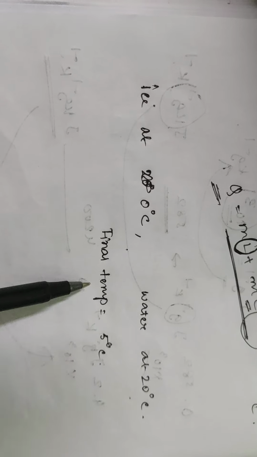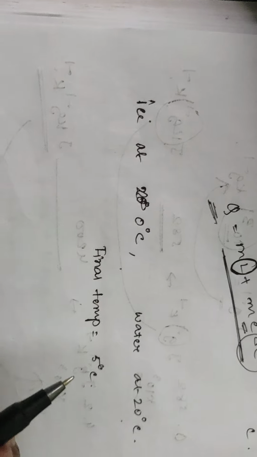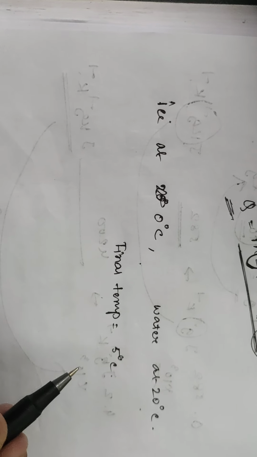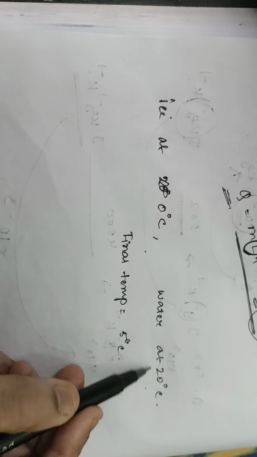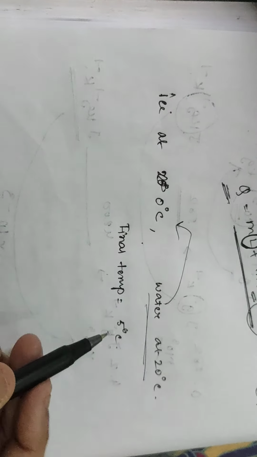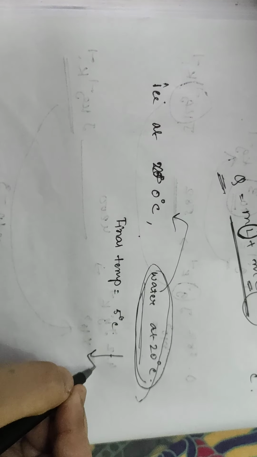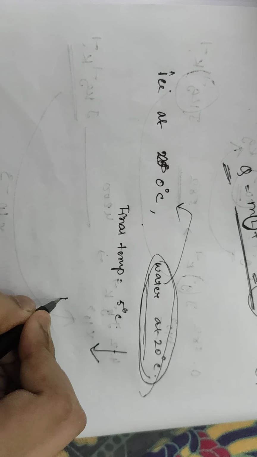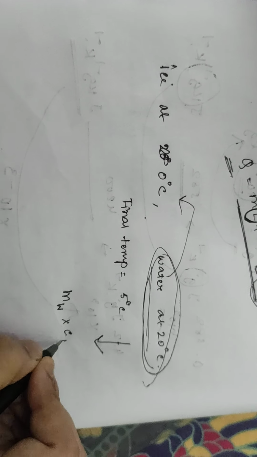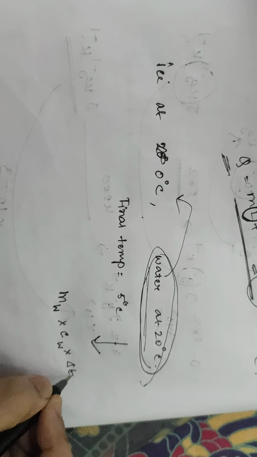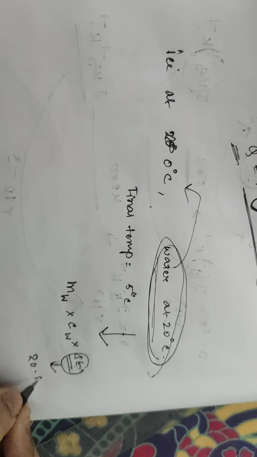Say for example, ice at 0 degree Celsius and water at 20 degree Celsius are mixed together, and say the final temperature is 5 degree Celsius. I'm just giving you the concept, so that you can follow the numericals. That means heat exchange will take place. Heat will transfer from this to this. So what will be the heat lost by water? Heat lost by water will be simply mass of water into specific heat capacity of water into delta T. Delta T is the fall in temperature, so delta T is equal to 20 minus 5.